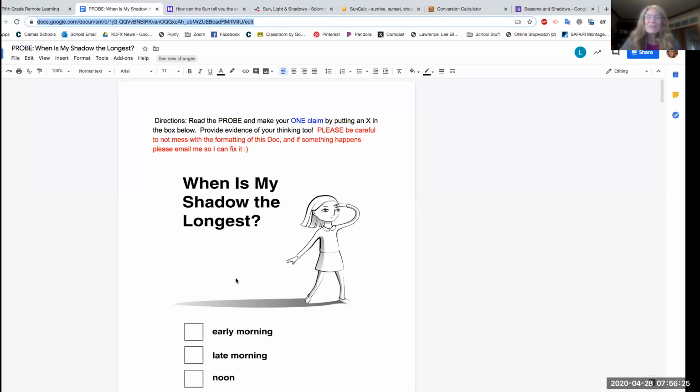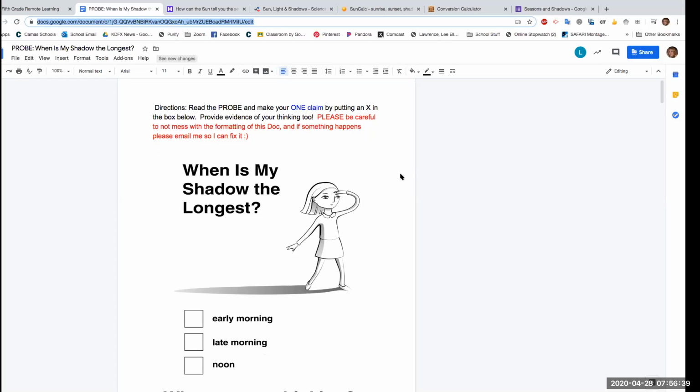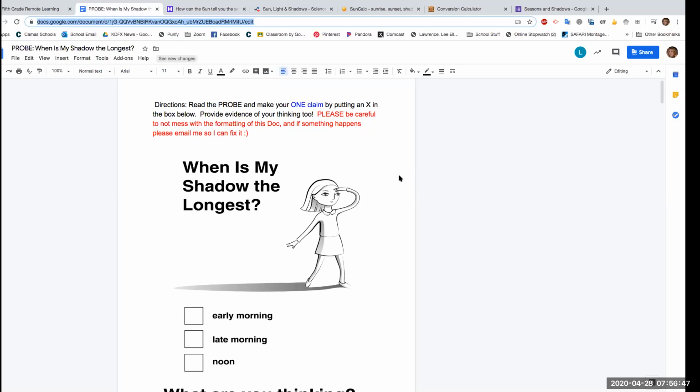So for starters, I'd like you to revisit yesterday's probe, starting with being very, very careful about reading the directions. So go back and reread the directions. It says, read the probe and make your one claim by putting an X in the box below. Provide evidence for your thinking. So that's one issue, but the second is we have to make sure that we're not deleting anything on the probe or rearranging. So it's still a little bit of an issue. If you accidentally do that, it's okay, guys, but you need to email me and let me know, because until someone alerts me or I happen to catch it, people were missing, I think, this information.